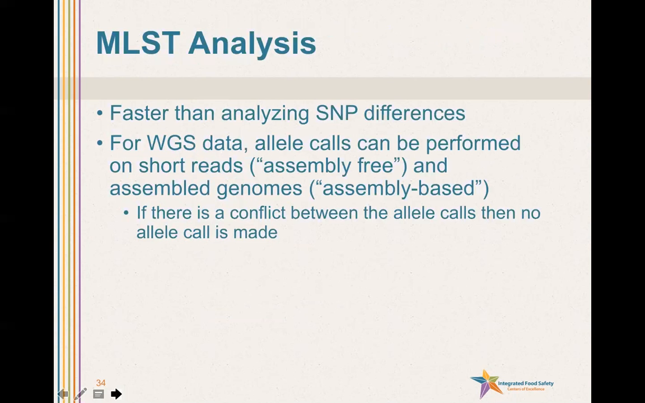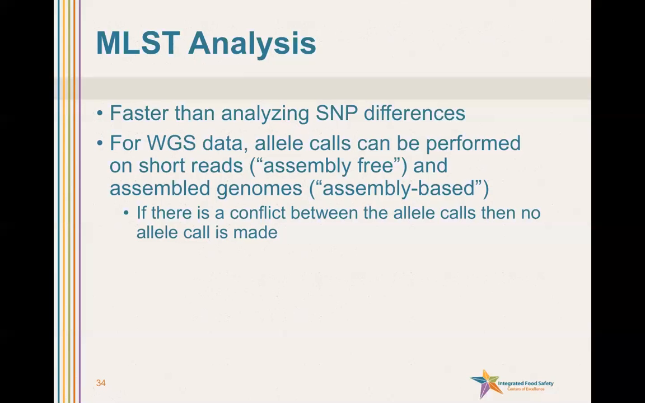If we summarize MLST analysis, one of the major advantages is that it tends to be faster than analyzing SNP differences. For whole genome sequence data, these allele calls, where we analyze data sequence by sequence, can be performed on the actual short reads that come straight off the whole genome sequencing equipment, or we can perform them on assembled genomes. So it provides another option of how this data analysis can be performed more quickly.